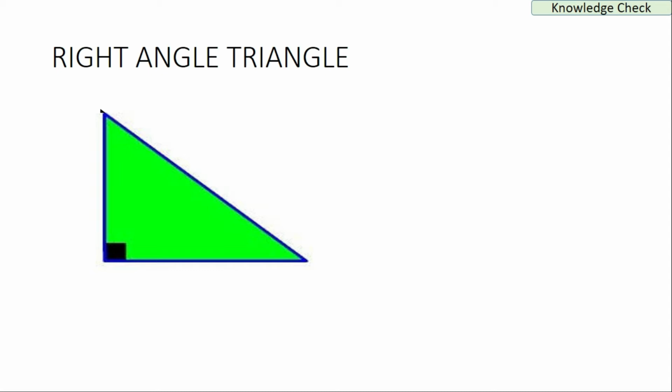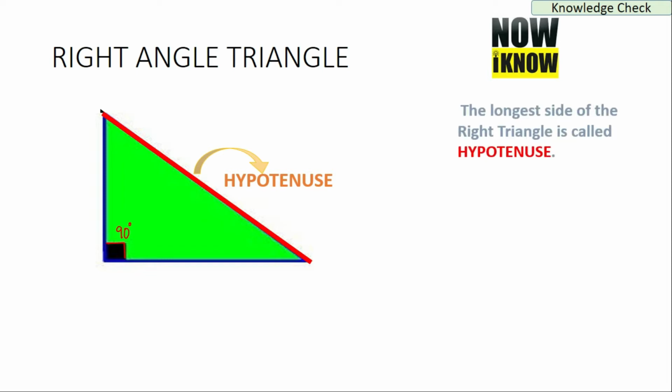This is a right angle triangle. You can see the 90 degree here. Let me ask you, what is this side of a right angle triangle called? This is the hypotenuse, the longest side of a right angle triangle, which is exactly opposite to the 90 degree. So now you know that the longest side is the hypotenuse, and there is a right angle in a right angle triangle. The other two angles are acute. So these are the acute angles that you see.